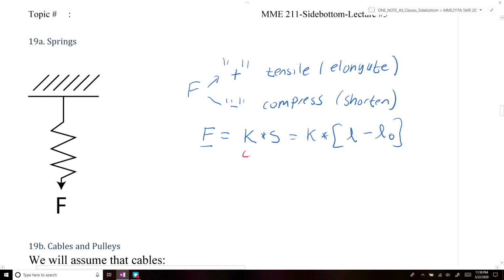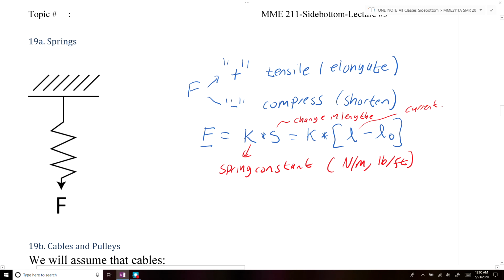We have our spring constant K, that's typically in units of newtons per meter or in pounds per foot. S is our change in length of the spring. L is the current length of the spring. And then L0 is the original length of the spring, or the length of the spring when there's no external force being applied.